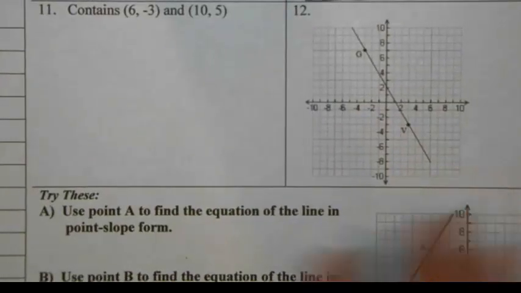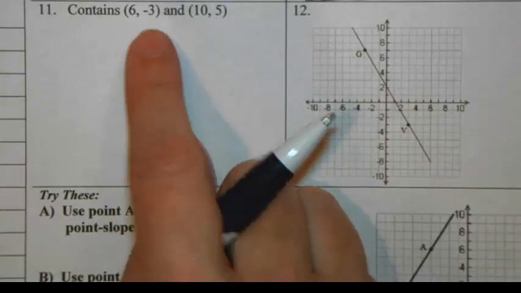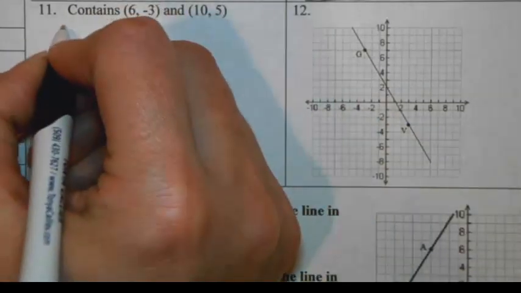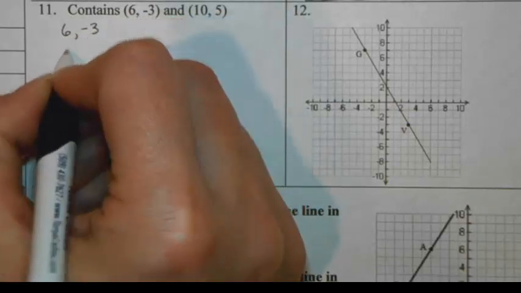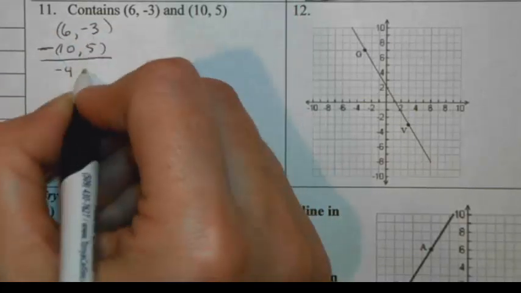Okay, now we're going to up the ante here. We've got 2 points. We have to figure out the slope. Take the 2 points. Let's make a point stack, 6 and -3, 10 and 5. Let's figure out the slope from these by subtracting. 6 minus 10 is -4, and -3 minus 5 is -8.